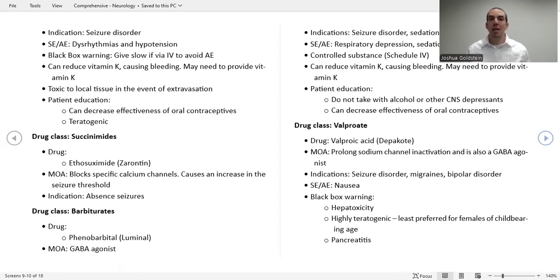Next, this medication class is known that it can reduce a patient's vitamin K, which can cause bleeding. You'll learn more about that in the anticoagulant lecture. And because of that, we may need to provide the patient with vitamin K if this is a long-term medication for them. Again, we can use this both acute and long-term.